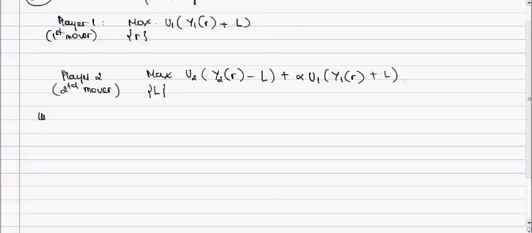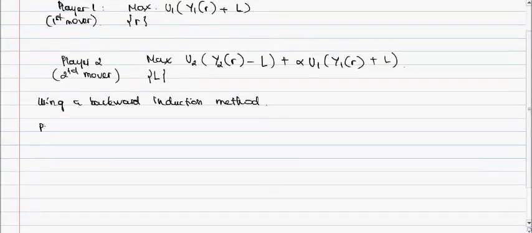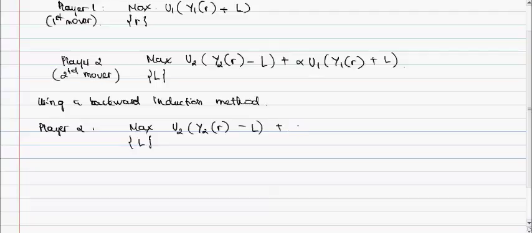Okay, so using the backward induction method, we are going to solve for player 2 first. Player 2 is trying to maximize the objective function by choosing an amount L, where the objective function is the utility for player 2, a function of income y2 as a function of R minus L, plus alpha u1 as a function of y1 and L.